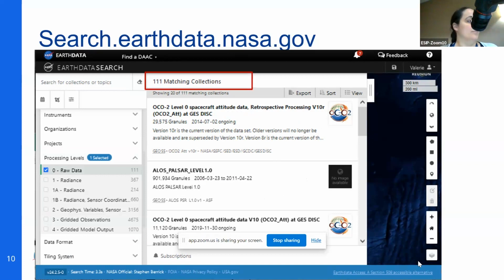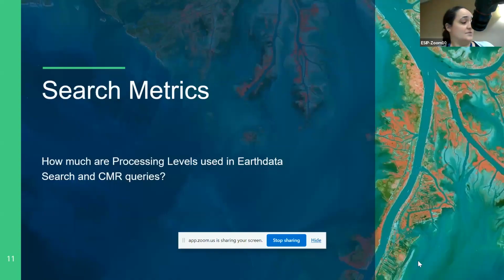Now, Earth Data Search is really just the GUI front end to our CMR Search API. So when we were looking at metrics of how processing level is actually being used, we didn't look at Earth Data Search's metrics, we looked at CMR's metrics because we wanted to make sure we caught them all.